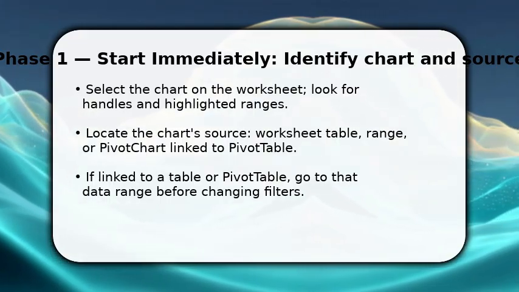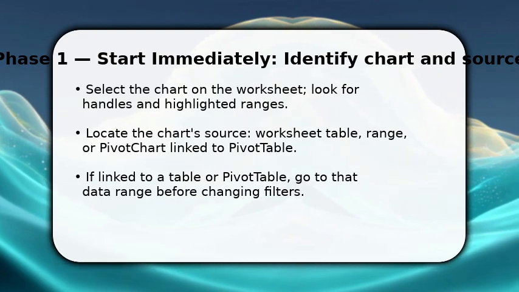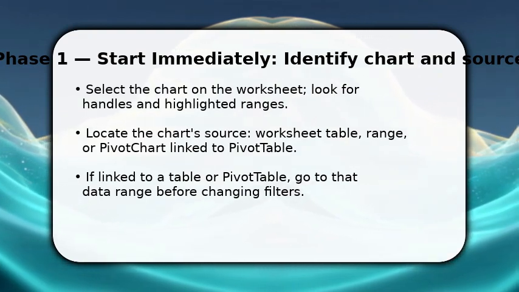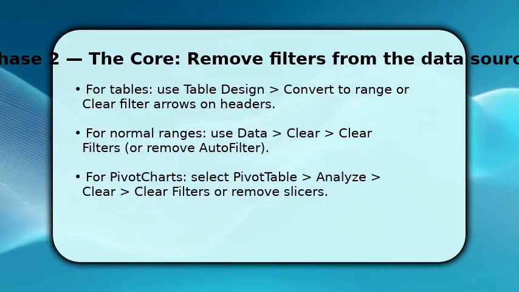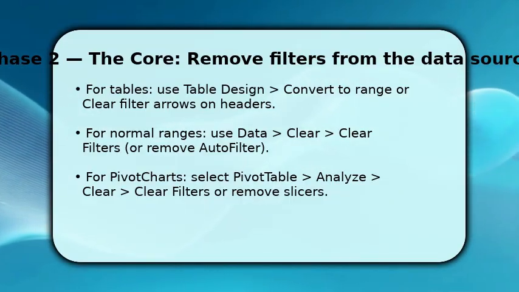Now remove the filters that change the plot. If the chart uses an Excel table, clear each header filter or convert the table to a range so filters stop applying. If it's a normal range with auto filter, go to Data and click Clear Filters.